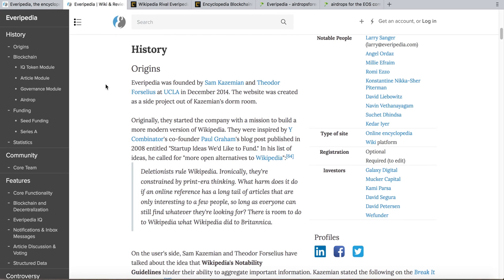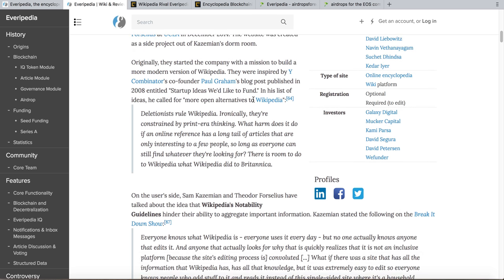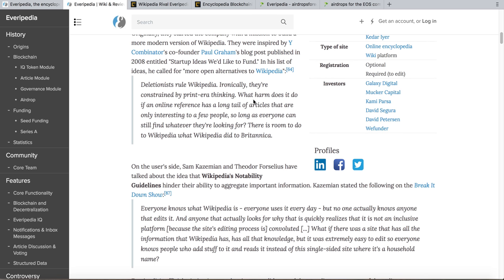Originally this project was created as a side project in one of the co-founder Kazemian's dorm rooms at UCLA. So this is just like a dorm room thing once again, but it's pretty interesting.